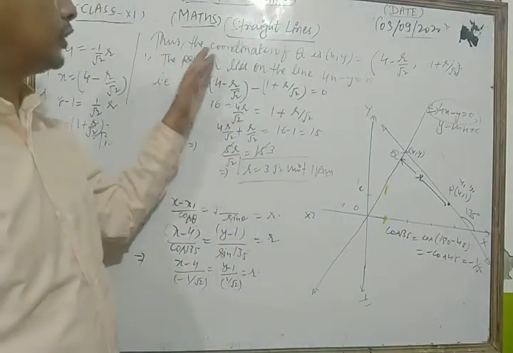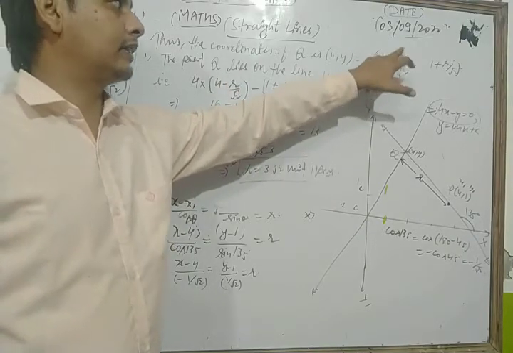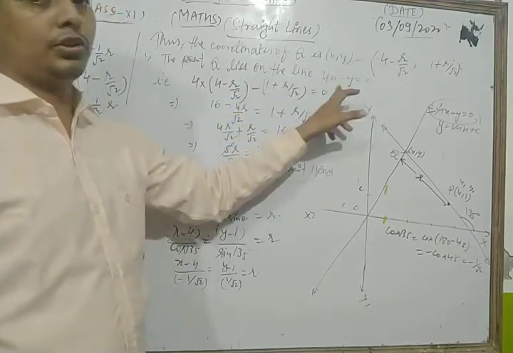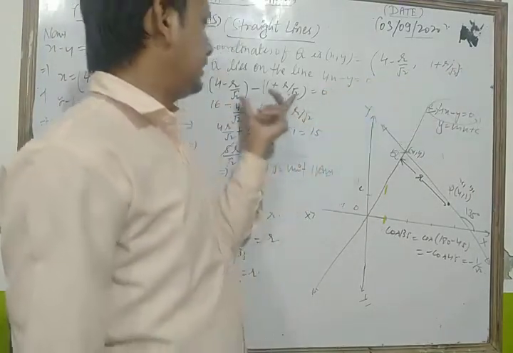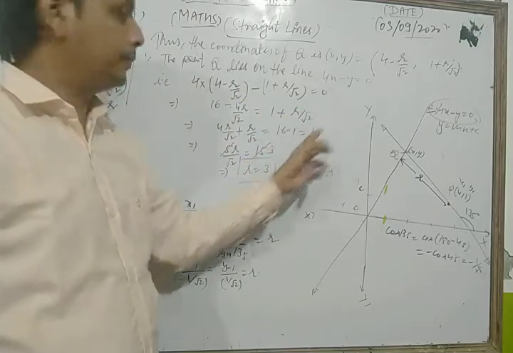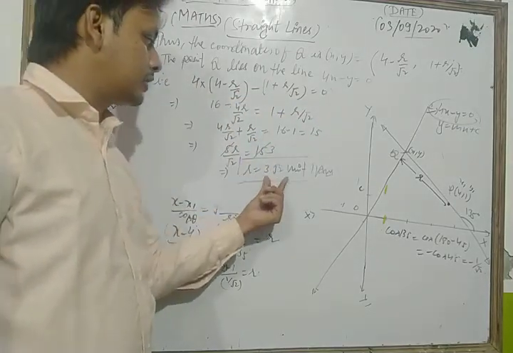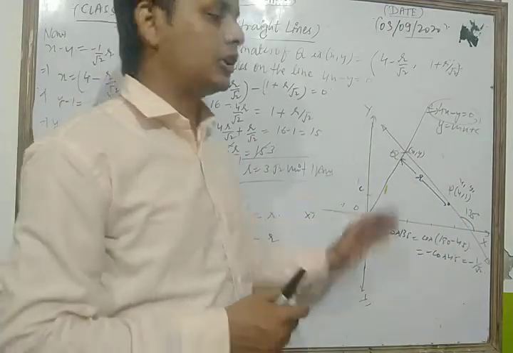So now if the point Q lies on this line, we put x is equal to 4 minus r upon root 2 and y is equal to 1 plus r upon root 2 in that equation, and we have this relation. Now after solving that equation, we find the value of r as 3 under root 2 units. Dear student, this is the required solution of this question.